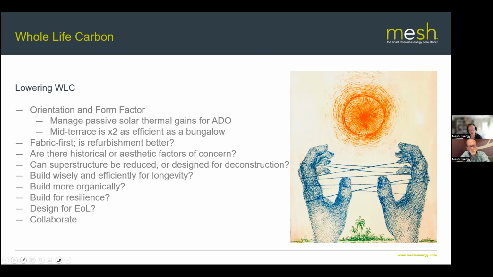And then the question of how do we build for resilience? Is it better to build more organically with our external finishes and replace them more often and reuse or recycle that timber, for example? Or do we pay a higher global warming potential price by using masonry, which has that higher global warming potential, but equally, can you source masonry finishes that are recycled from the end of life of other projects? And then, of course, how do we design for end of life, and how do we collaborate on this? It's all these factors that contribute towards lowering whole life carbon.